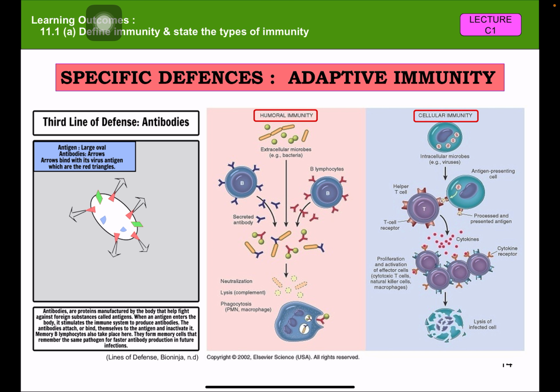The third line defense, the specific defenses under the adaptive immunity, has two types, the humoral immunity and the cell-mediated immunity. Later we will discuss the specific defenses.